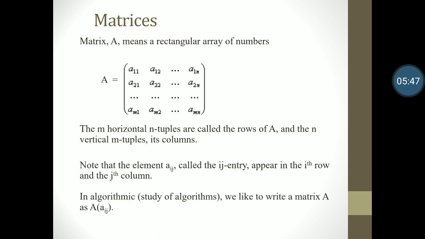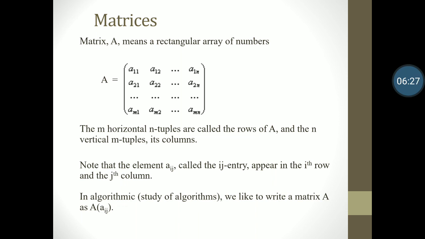Next and most important thing is matrices. So simply, what is a matrix? A matrix is a rectangular array of numbers. For example, we have a matrix A. In it, we have different arrays, and those arrays are formed into a rectangular form. In that, we have values A11, A12 up to A1n, similarly A21, A22 up to A2n, and AM1, AM2 up to AMN.